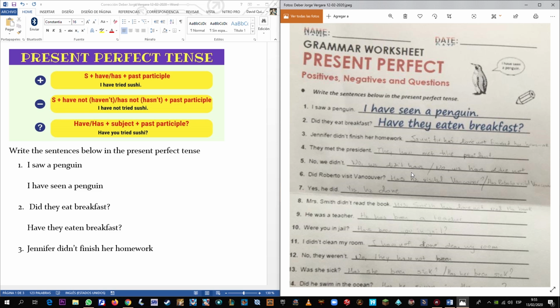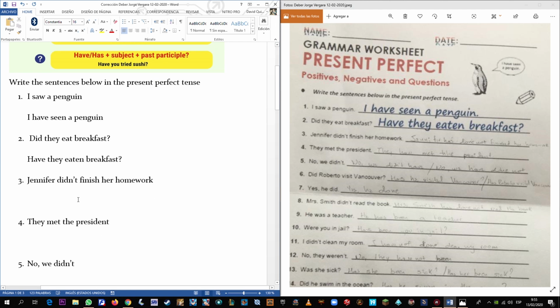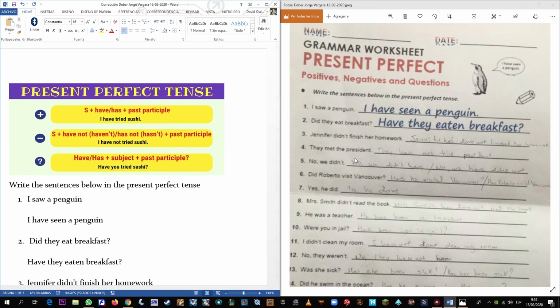So now let's try to correct what my student has done. The third sentence says, Jennifer didn't finish her homework. My student has written the following: Jennifer has done not finished her homework. What could be the mistake here? If the sentence provided is negative and in simple past form, we should make the equivalent structure of the sentence. It means a negative sentence, but in present perfect tense.